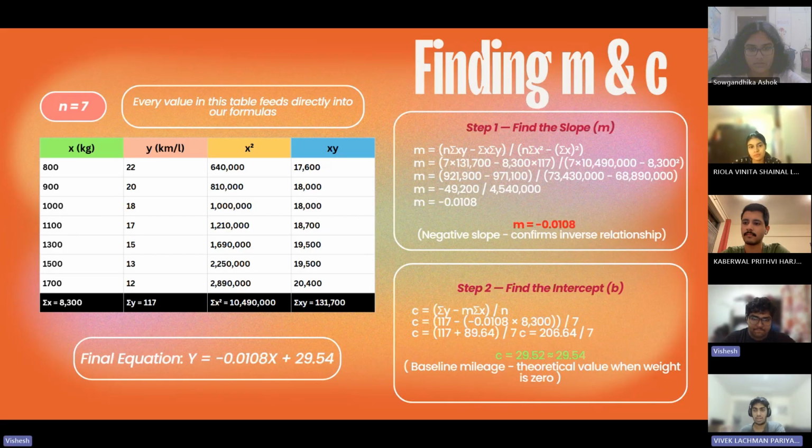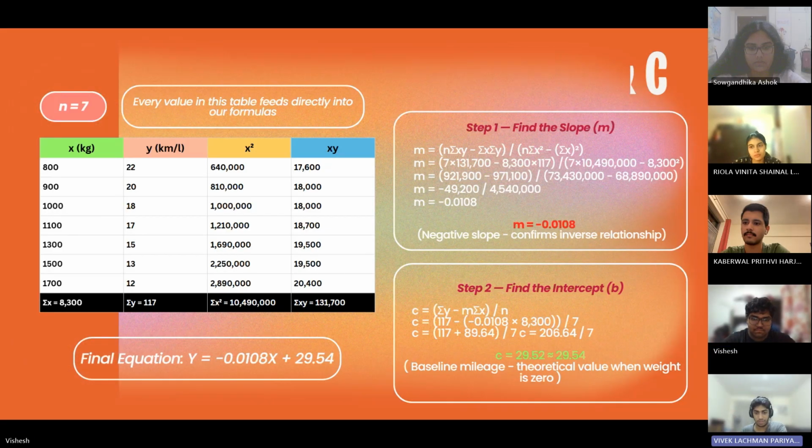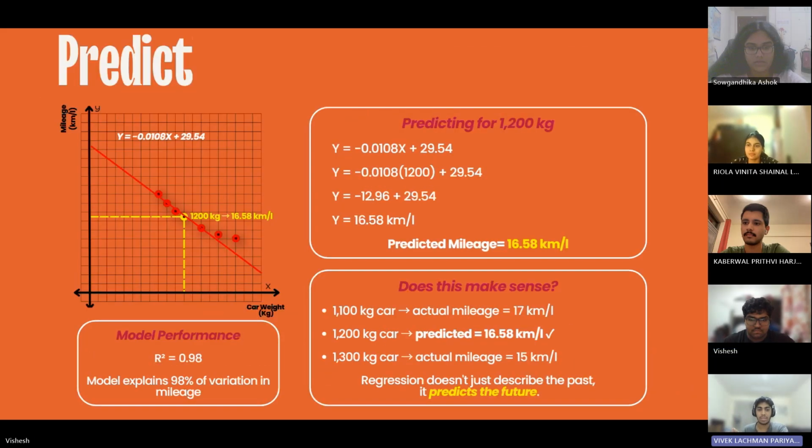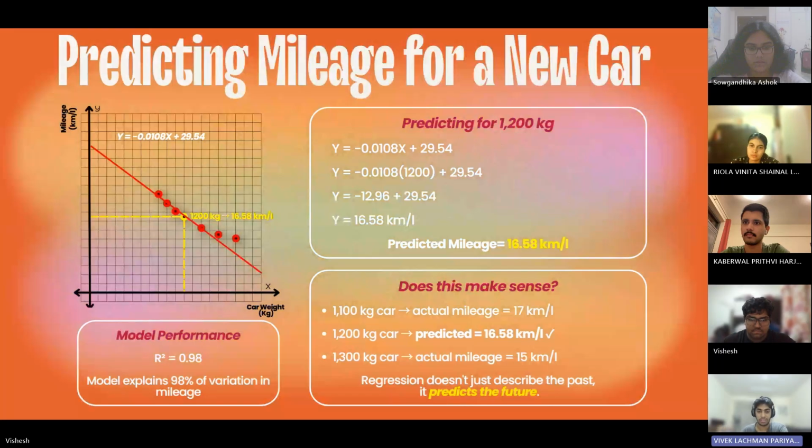Predicting the mileage. Now let's predict the mileage of a new car. Here is our line on the graph. Let's guess the mileage for a 1200 kilogram car. If we follow the dashed line up and across, we hit 16.58. We can check this by putting 1200 into our equation and matching it. Does this make sense? Yes.